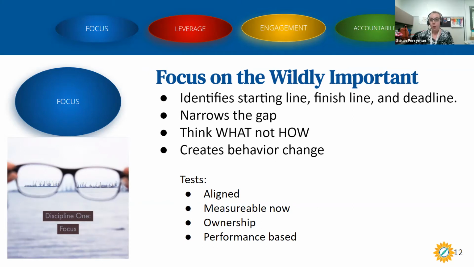You can focus on the wildly important because there's collective ownership. All stakeholders can see how this goal is tied to what's happening in the organization. And you know you have a clear focus when it can be impacted by your performance. It sets you up to act on your lead measures and your strategies. So before we move into that second discipline of execution, we would invite you to pause this video and narrow down what it is that you want to focus on.